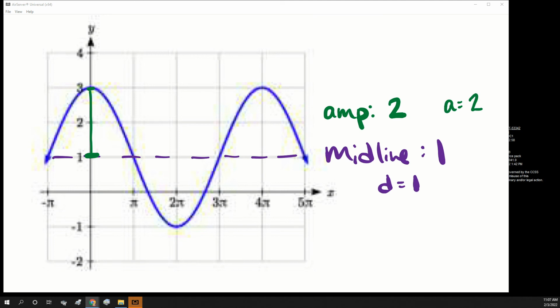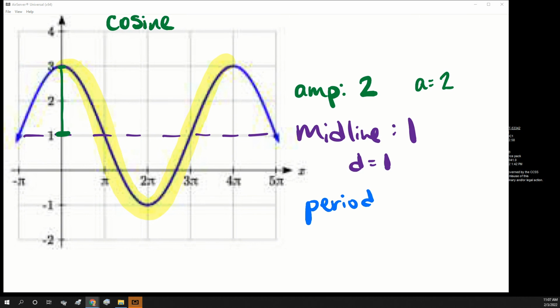All right, now we haven't talked about shifting left or right. So if we are just starting at 0, do you guys say this looks like a sine or a cosine? We're just starting at 0. Cosine. And what I highlighted was one period of cosine. So what is the period? Four pi. So you only look at the one cycle. Look at what I highlighted. So the period is 4 pi.